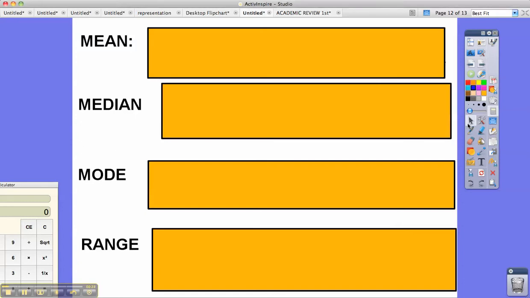So, we're going to talk about just what mean, median, mode, and range is. I want y'all to write down these definitions in your folder so that you can look back at it, and then I want you to write down the example in your folder so you can look back at it as well. So the first one is mean.